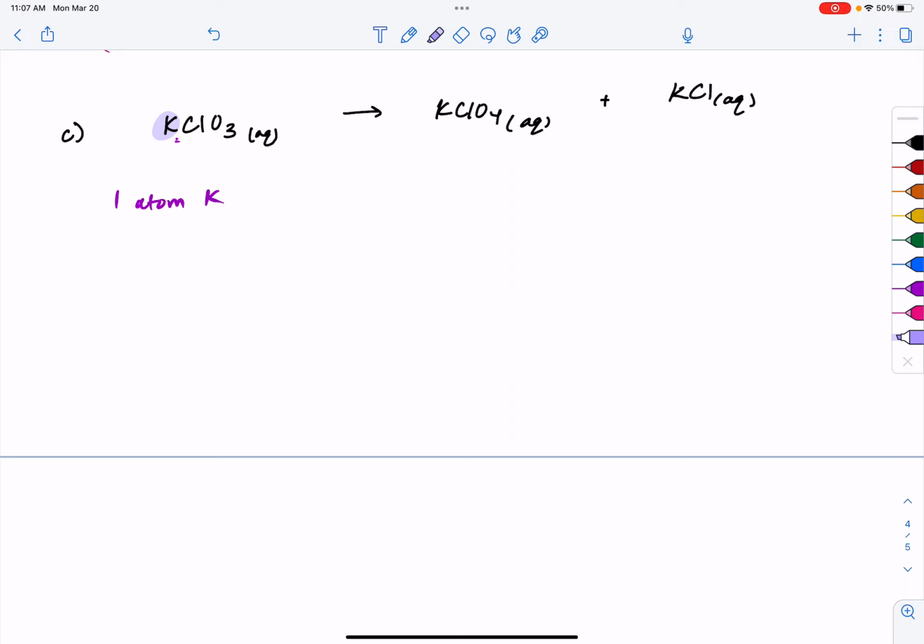And then going to my product side, I have 2 compounds containing potassium. Each contains 1 atom of potassium per molecule of that compound. So on my product side, I have a total of 2 atoms of potassium, meaning I now need to double the source of my potassium on my reactant side by doubling the KClO3 reactant. So I now have 2 molecules of KClO3.